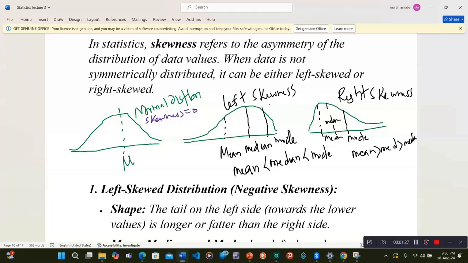Then it is left skewed when the tail is longer on the left. You'll find that mean, median, and mode are arranged so that mean is less than median, which is less than mode. For a right skewed distribution, the tail of the distribution is moving towards the right. So here the mean is greater than median, which is greater than mode.